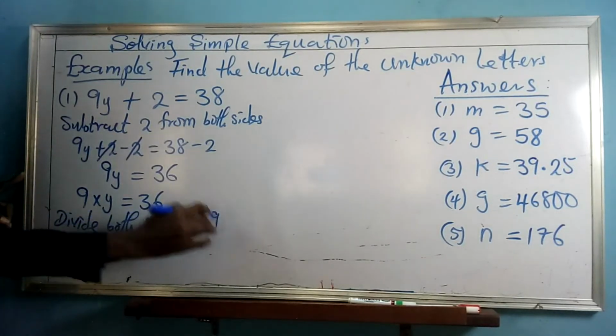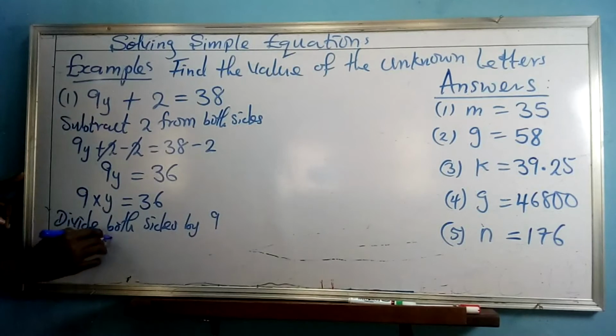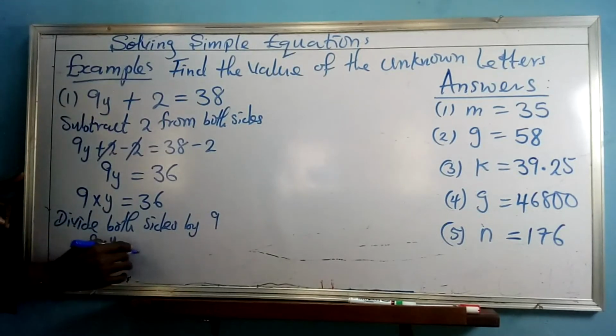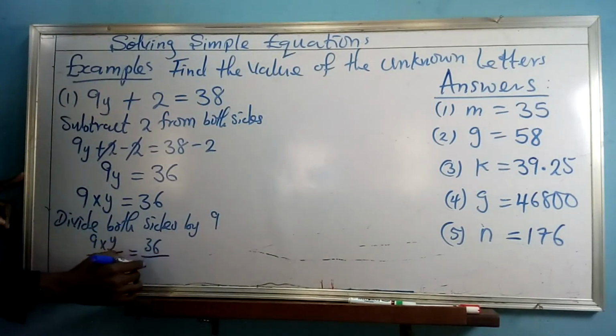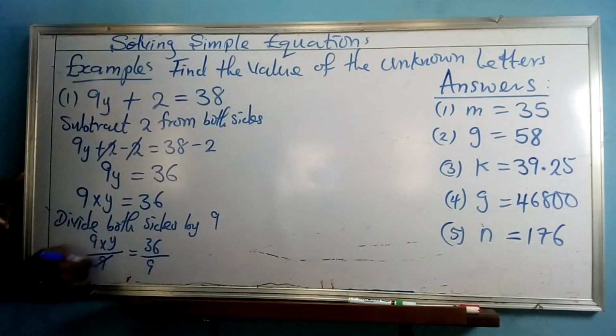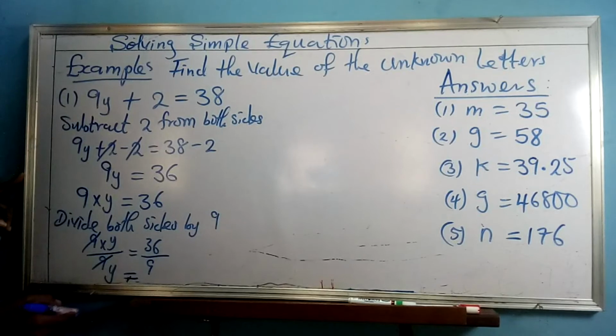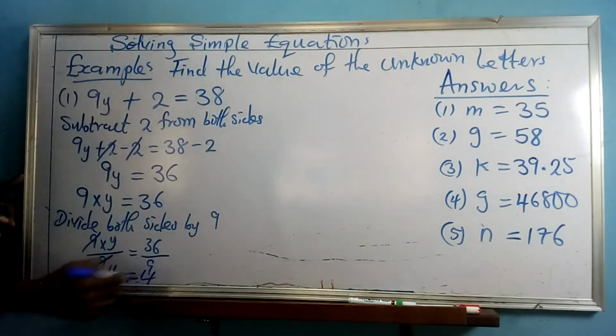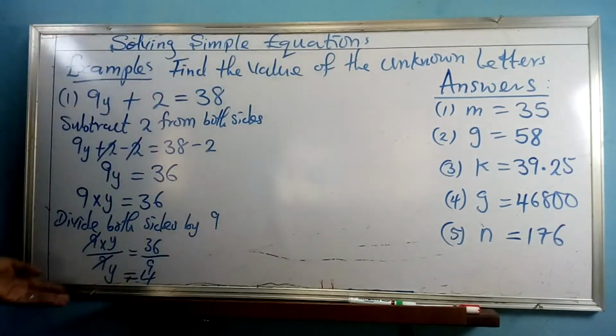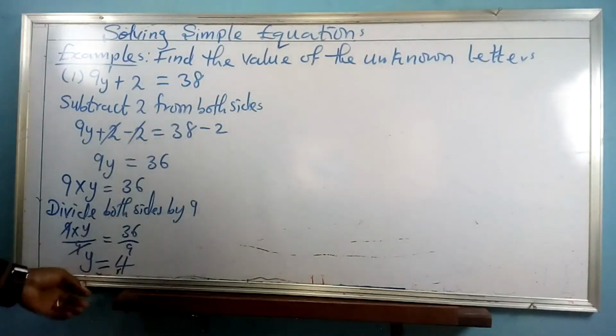by 9. So we're going to have 9 times y over 9 equals 36 over 9. So this one we cancel this one. We have only y here. Equals what? How many 9 go in 36? That's very good. That's 4. So we're going to have it like that. So the answer is 4.